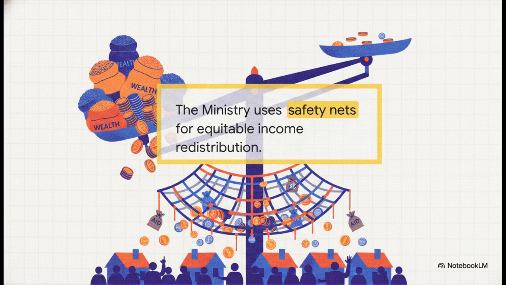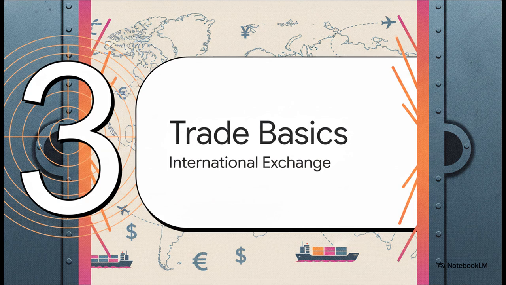In practice, this means taking resources from higher-earning sectors and redistributing them through concrete programs, like giving conditional cash transfers directly to impoverished families or rolling out food subsidies. It takes this highly abstract concept of redistribution and makes it incredibly tangible for everyday people. Moving on to Section 3, Basics of International Trade.